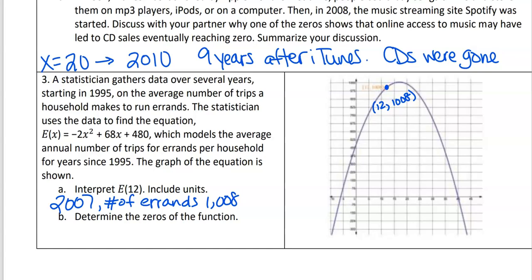All right, let's determine the zeros of the function. How can we figure that out? Yeah, let's look at our x-intercepts. This guy is pretty obvious. This is going to be x equals what? 40. Good. This one we're going to use our best judgment. Negative 6. Sounds good. X equals negative 6 and x equals 40.